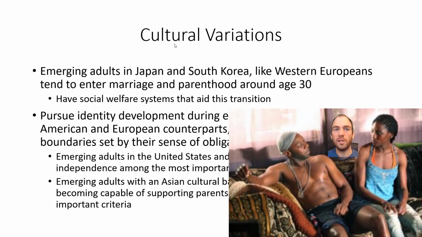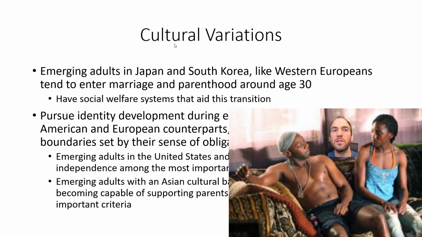Turning to cultural variations in the milestones, emerging adults in Japan and South Korea, like Western Europeans, tend to enter marriage and parenthood around age 30. They have social welfare systems that aid that transition. They pursue identity development during emerging adulthood, like their American and European counterparts, but within narrower boundaries set by their sense of obligation to others. Emerging adults in the United States and Europe consistently rank financial independence among the most important markers of adulthood. Emerging adults with an Asian cultural background especially emphasize becoming capable of supporting parents financially as among the most important criteria.